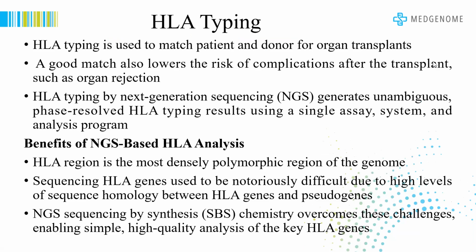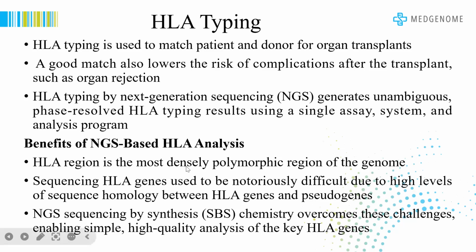So if we go to HLA typing, we mostly need it in transplant cases. HLA typing is used to match patient and donor for organ transplants. A good match also lowers the risk of complications after a transplant, such as organ rejection. HLA typing by next generation sequencing generates unambiguous, phase-resolved HLA typing results using a single assay system and analysis program. So it is comprehensive. Only one test will give us the best solution in case of a transplant case.